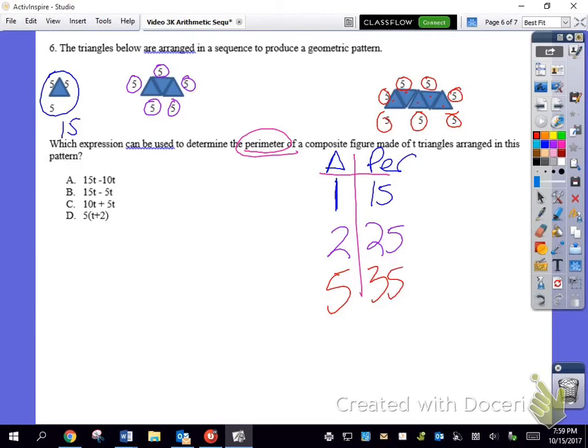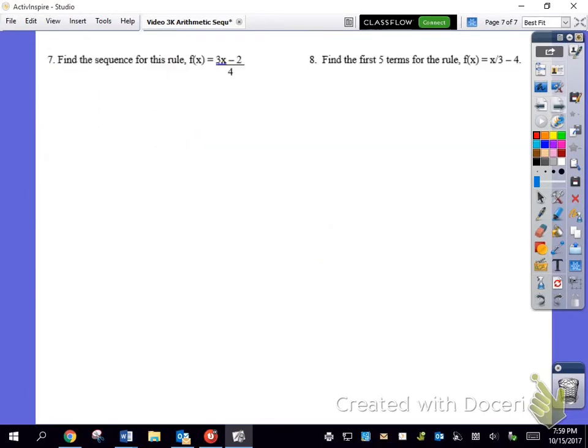So make your table, then put these in. Remember to use your x's. Put that in, look at it, see which one matches, and it would be D. And then on the last 2, it says find the sequence. Now I want to show you this one because there's a difference here. In this one everything is on the top, and in the other one it's just x divided by 3 in the n minus 4. So I want you to see the difference.